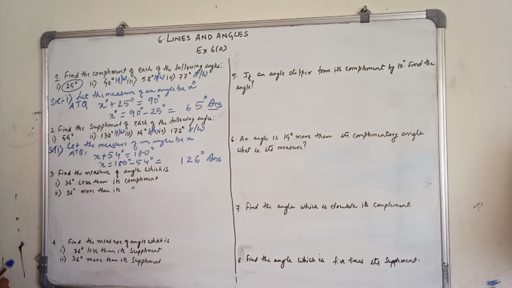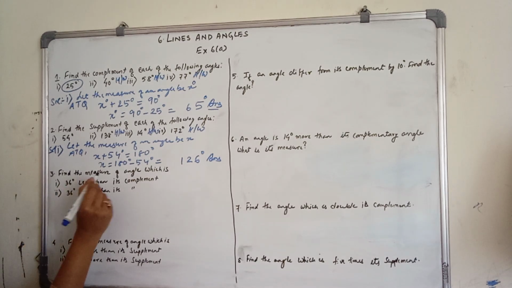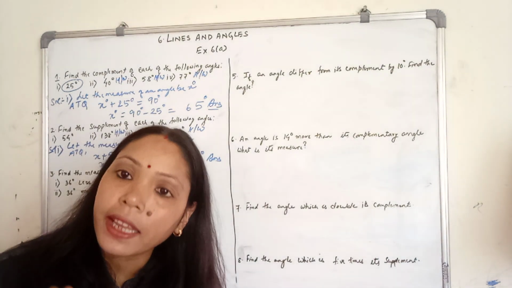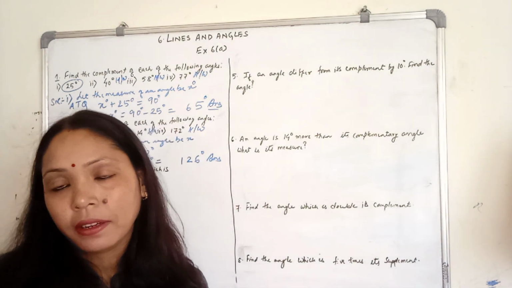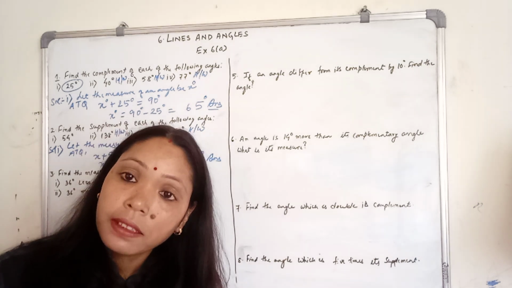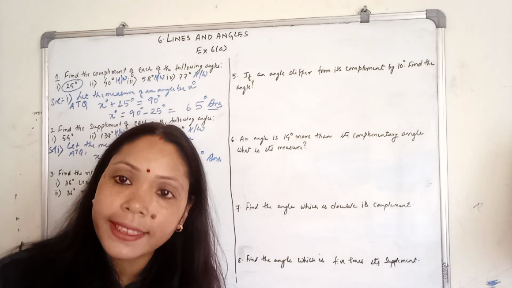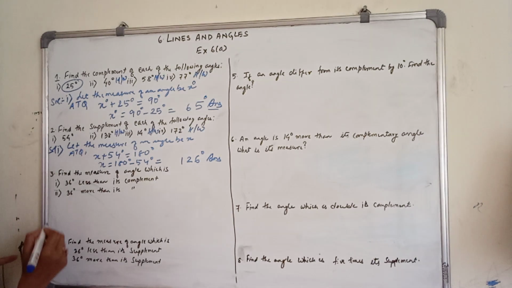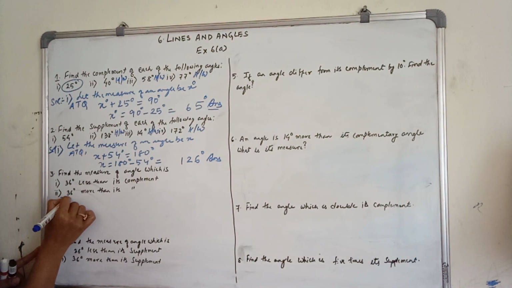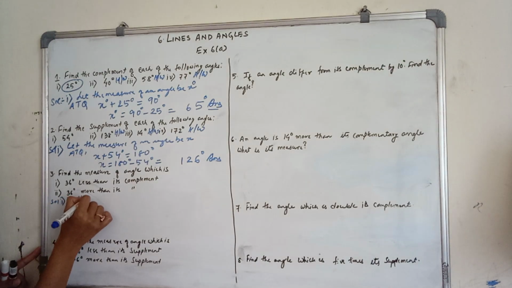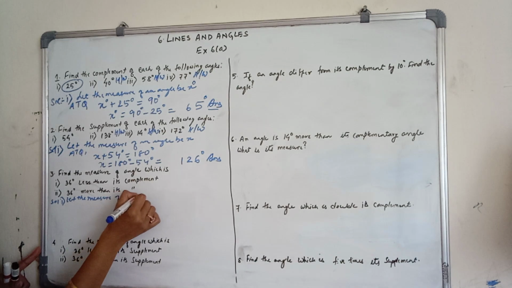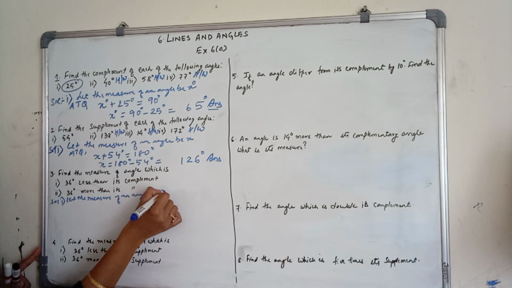Now come to question number 3. Find the measure of an angle which is 36 degrees less than its complement. Now we have to find the angle which is less than its complement. How much? 36 degrees. So again you start like this. Solution number 1. Let the measure of an angle be x.